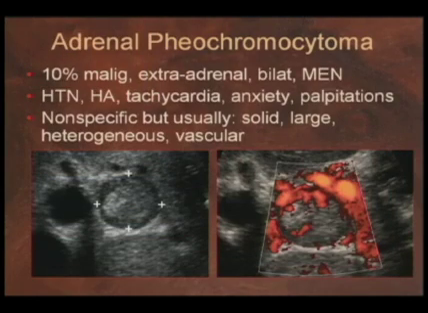Adrenal pheochromocytomas are the 10% tumor. That's because 10% are malignant, 10% are extraadrenal, 10% are bilateral, and 10% occur in patients with multiple endocrine neoplasia syndromes. They typically present with hypertension, headaches, tachycardia, anxiety, palpitations. They can be seen with sonography, but again, they have a nonspecific appearance. They're usually solid, usually large, heterogeneous, and hypervascular, as we see in this example of a left adrenal adenoma in the left para-aortic region.